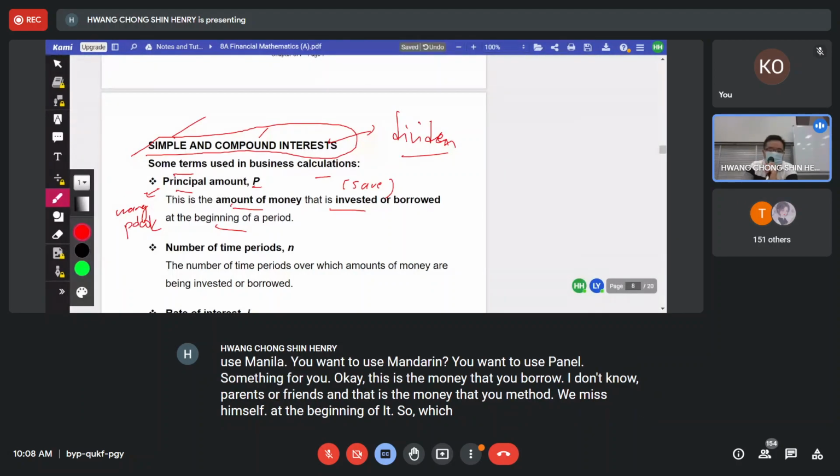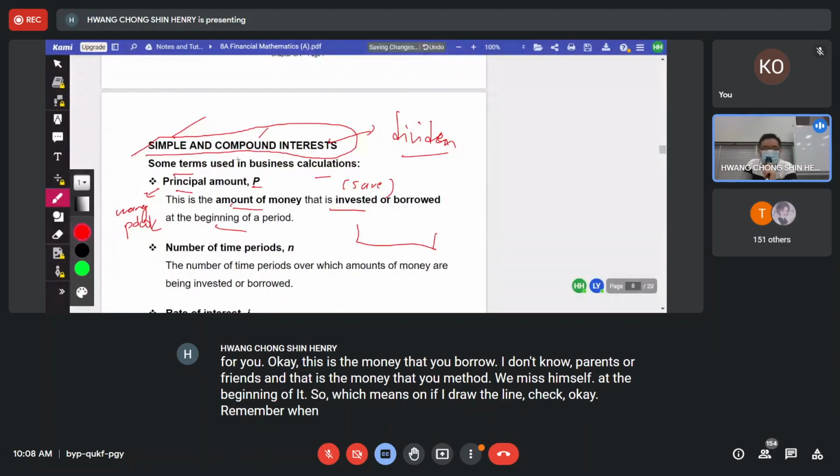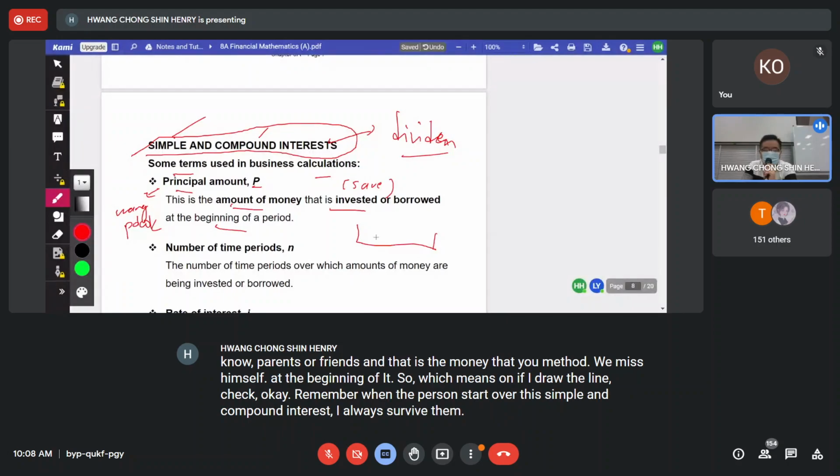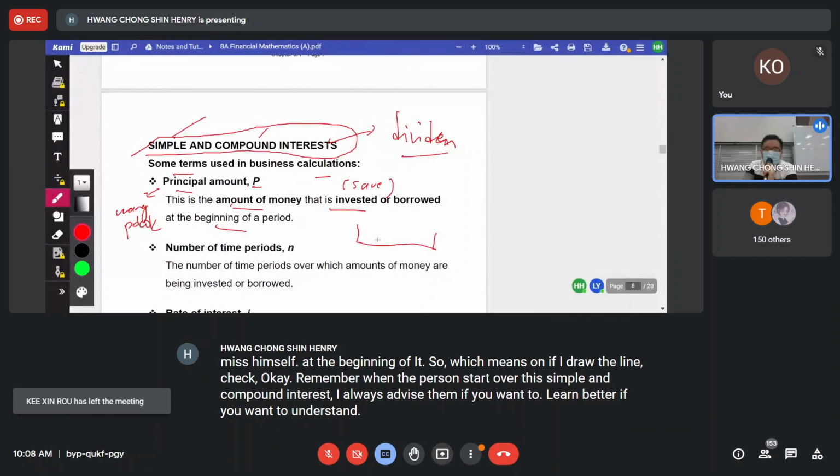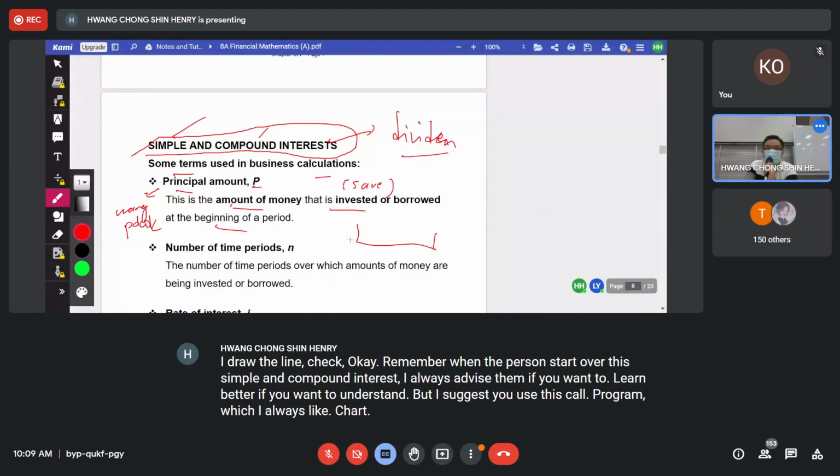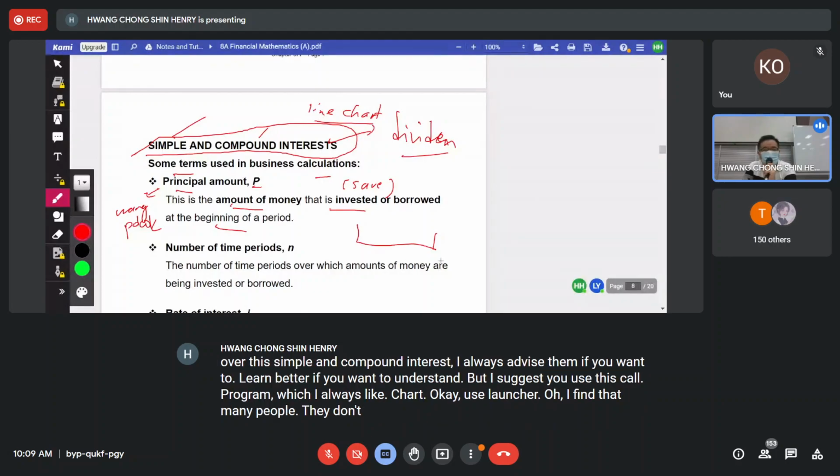So which means if I draw the line chart, okay, remember when a person starts to learn simple and compound interest, I always advise them, if you want to learn better, if you want to understand better, I suggest you use this diagram, which I call the line chart. Okay, use line chart.